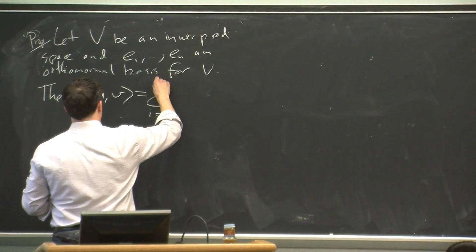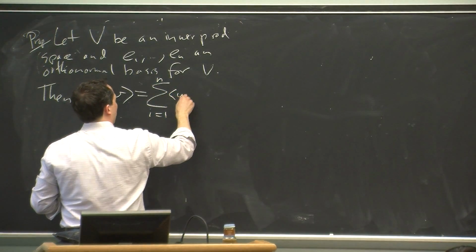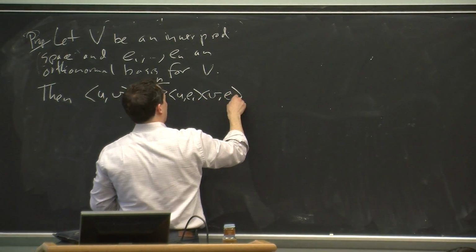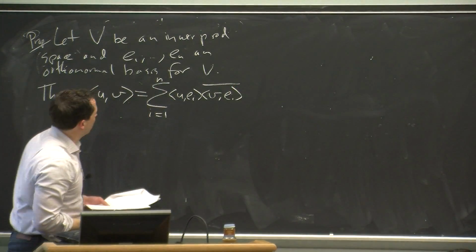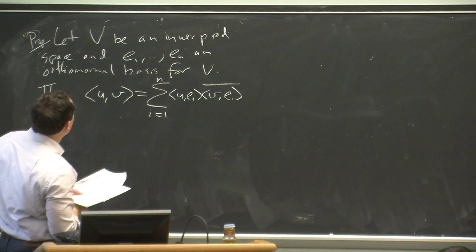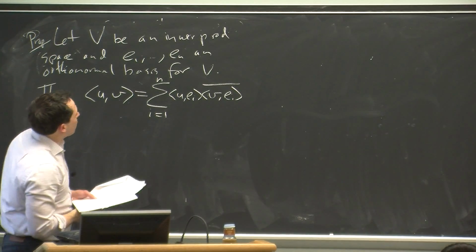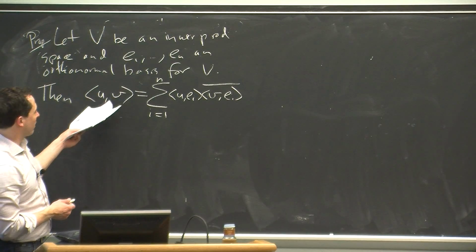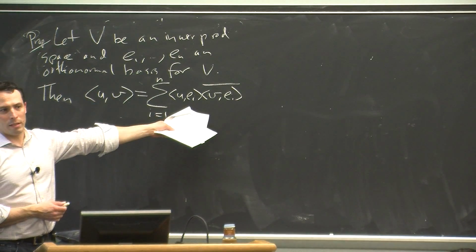The inner product of U and V is the sum over i equals 1 to n of the inner product of U and Ei times the inner product of V and Ei, conjugate. So what this says is that when you're computing the inner product of two vectors with respect to an orthonormal basis, it's the same as the dot product.